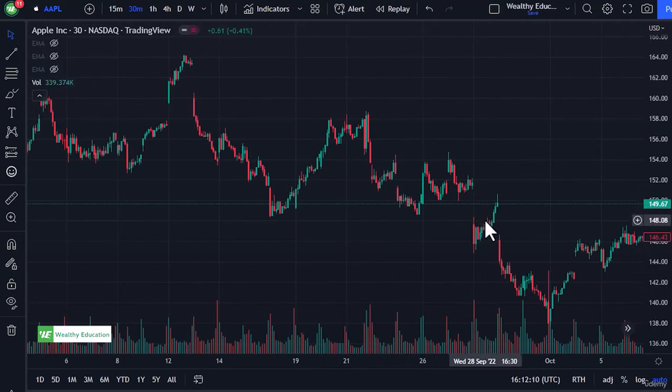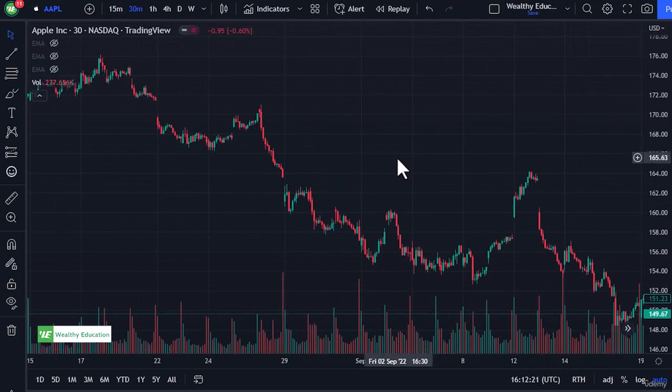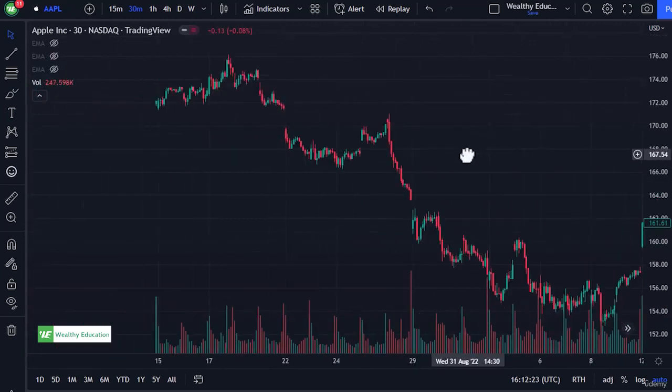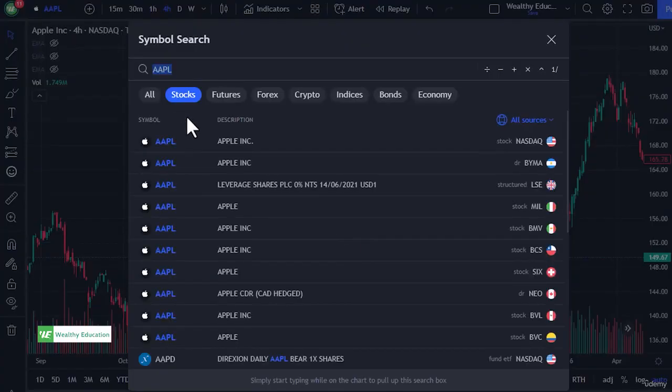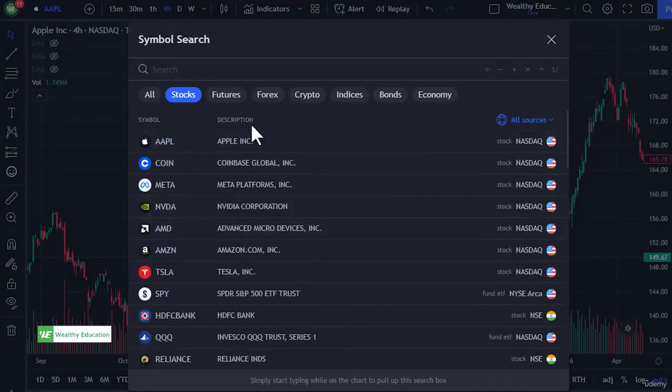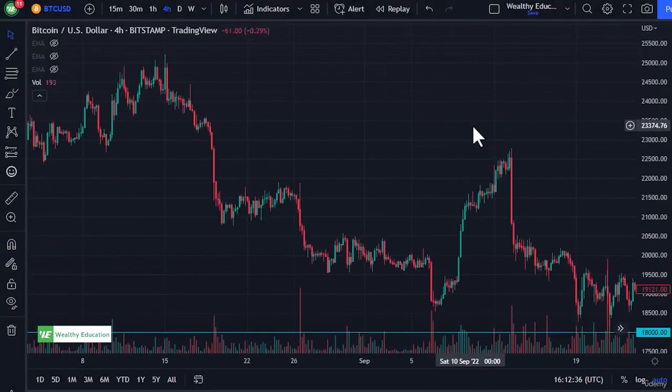Gaps tend to get filled. So here's a massive gap. Right here at the top, we formed a fairly voluminous candle to fill that gap, and then we continued down trend. There are other ways that you can look at volume for breakouts. Actually, let's go back. Let's go over to crypto. So Bitcoin dollar.